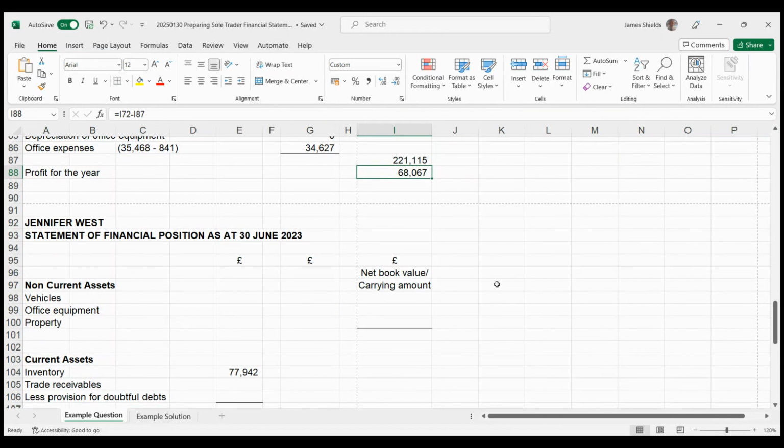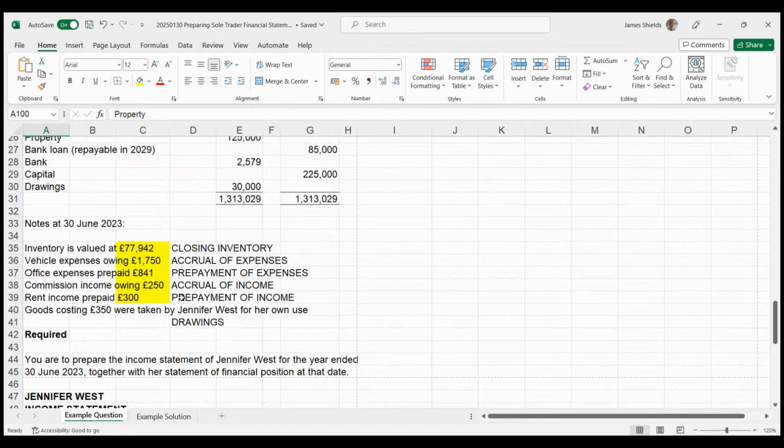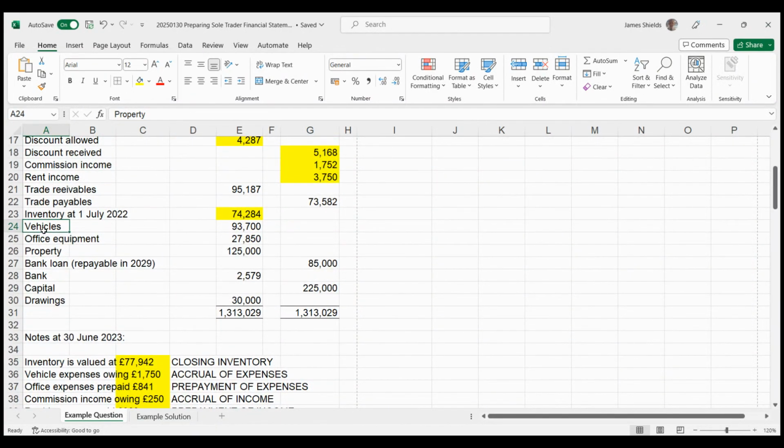Well, let's go down now to the non-current assets. And the non-current assets, we've got vehicles, office equipment, and property. So I've changed these now to match what's in the question. Now, if you go back to the question, you've got vehicles. All it says is 93,700. It doesn't say cost, it doesn't say depreciation. If that's the case, then that's going to be your carrying amount or your net book value.